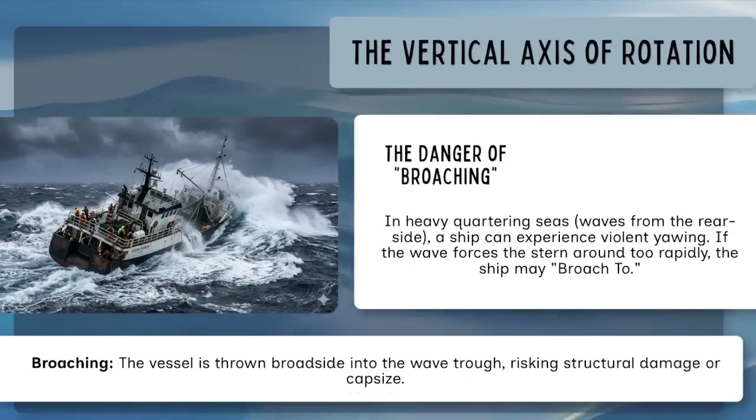So we have the vertical axis of rotation and the danger of broaching. In heavy quartering seas, waves from the rear side, a ship can experience violent yawing. If the wave forces the stern around too rapidly, the ship may broach. Broaching is when the vessel is thrown broadside into the wave trough, risking structural damage or capsize.